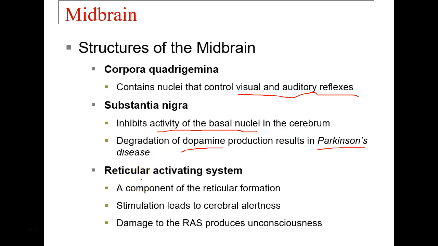We have the reticular activating system. So part of the reticular formation we'll see, this is going to stimulate, leads to cerebral alertness. So kind of like an alarm clock. Damage to the RAS produces unconsciousness. So if the RAS is damaged, this is where we can go into a coma. So in other words, this is our waking system.